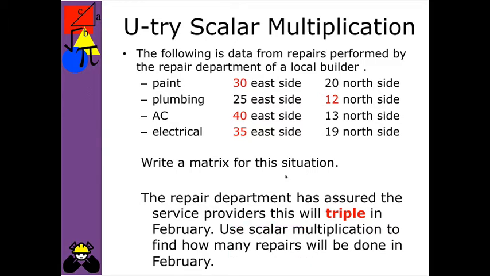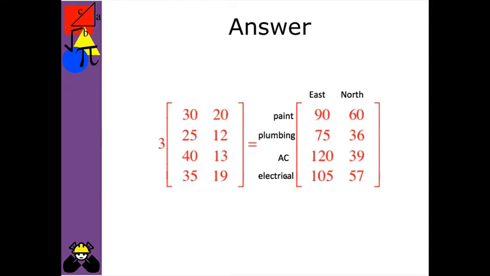Welcome back. Let's check. So I put 3. I decided I was just going to label just my answer matrix, but I had 3 times my matrix, so I took 3 times 30 and got 90 paint repairs on the east side. I took 3 times 20 and got 60 paint repairs on the north side. Plumbing repairs for the east side was 3 times 25, which is 75. 3 times 12, which is 36 for plumbing repairs on the north side.